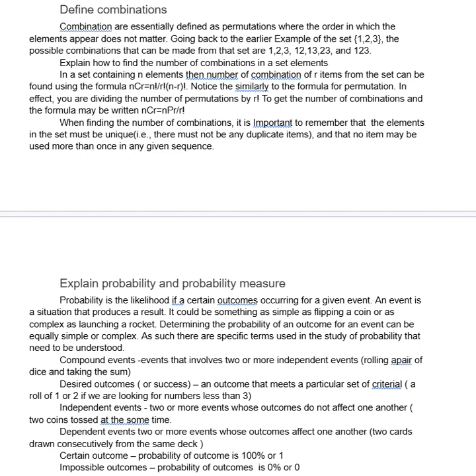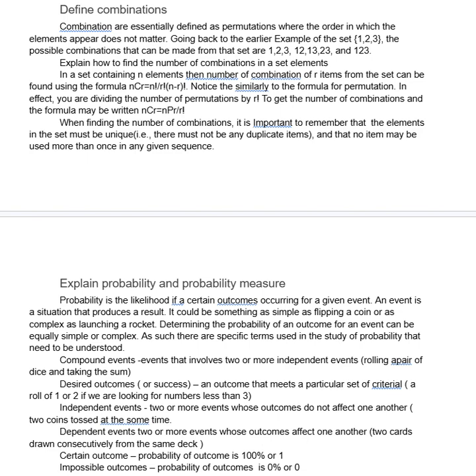Next, explain how to find the number of combinations in a set of elements. In a set containing n elements, the number of combinations of r items from the set can be found using the formula nCr equals, in the numerator, n factorial, over, in the denominator, r factorial times (n minus r) factorial.